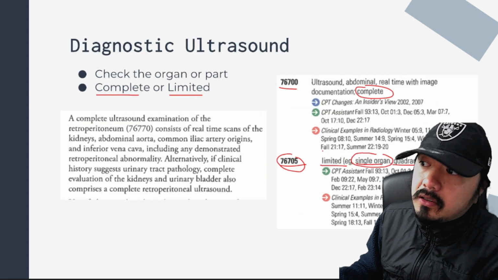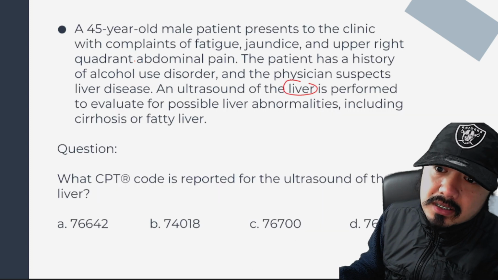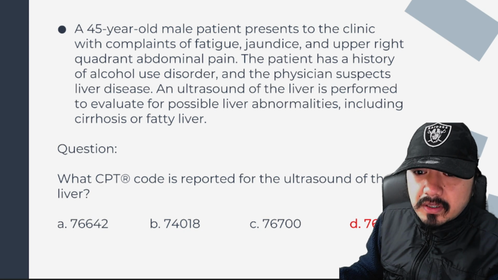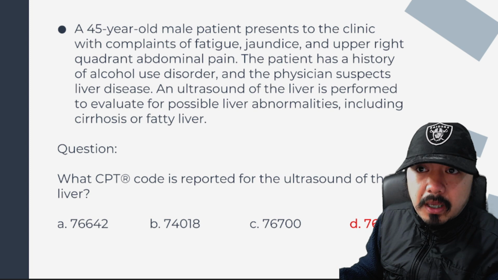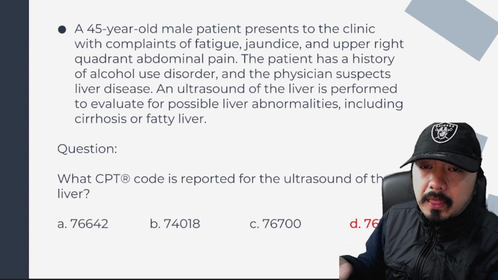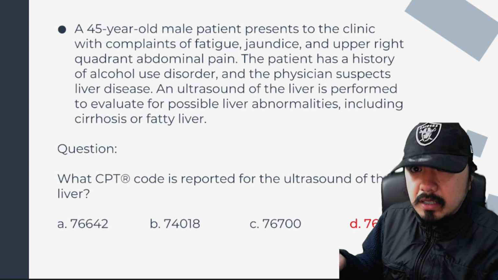So if you go back here, choose any of the two, eliminate the other choices here. 76700 and 76705 are the choices here. Eliminate these two. Now, since it's only for the liver, we will apply limited ultrasound for this scenario. Those are some of the types of questions you might be getting in the exam, or even in real life, guys. You have to be very particular about this specific part or area. Check if it's complete or limited in some codes.